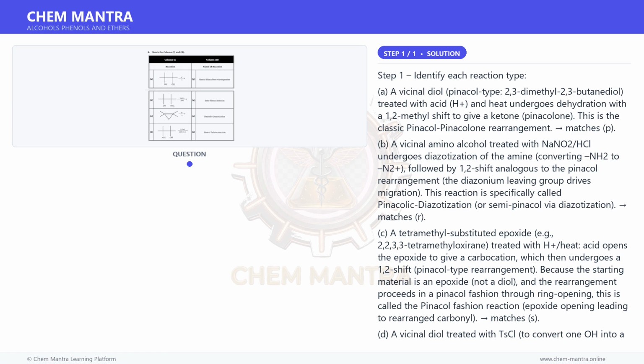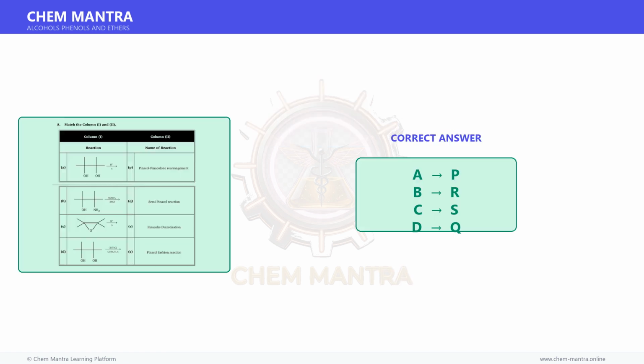Therefore, the correct answer is A, P, B, R, C, S, D, Q. Therefore, the correct matching is A matches P, B matches R, C matches S, D matches Q.